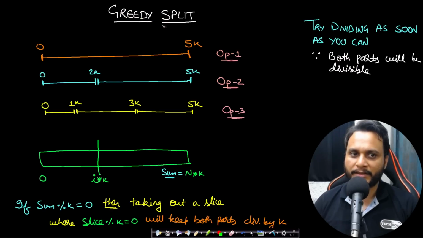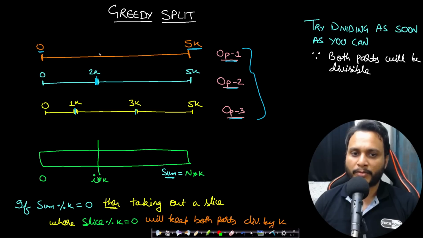Now let's understand the intuition for greedy split for this problem solving. Now in this particular case, let's consider an example that we have a rod of length 5k. So I have marked the left extreme with 0 and the right extreme as 5k. We have 3 options. The first option says that we will not be splitting it anywhere. The second option says that we will be splitting at 2k. And the third option says that we will be splitting at 1k and 3k.